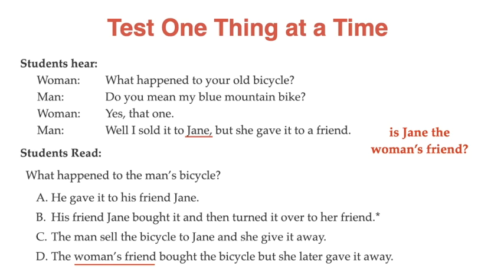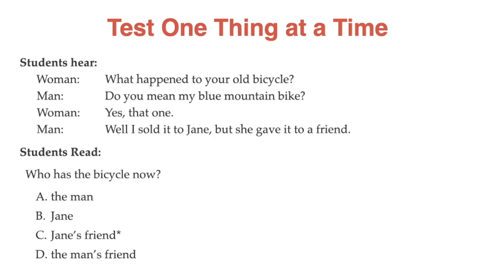Let's take a look at a revised version of this test item. The dialogue is unchanged. It is still our goal to test listening ability. However, several revisions have been made to the multiple choice item. First, the stem has been changed to "Who has the bicycle now?" "Who has the bicycle now" has a single correct answer that can easily be understood from the dialogue.